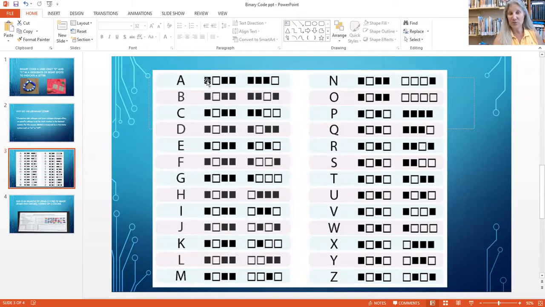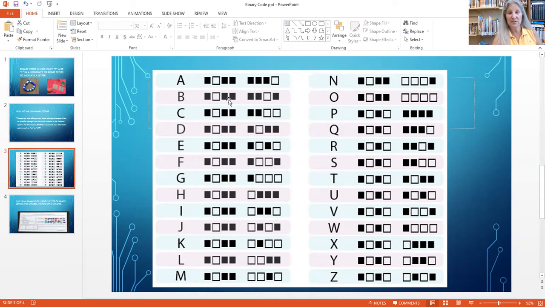So an A would be a dark, light, dark, dark. And notice A to O all have the first 4 digits the same pattern, and then the last 4 are different. So there's 8 blocks for one letter. And it could be like on, off, on, off. That would be an A. You're going to get one of those. It looks just like this screen.